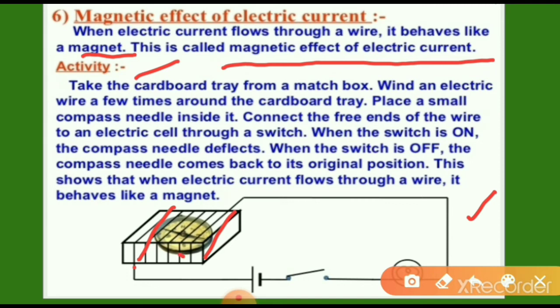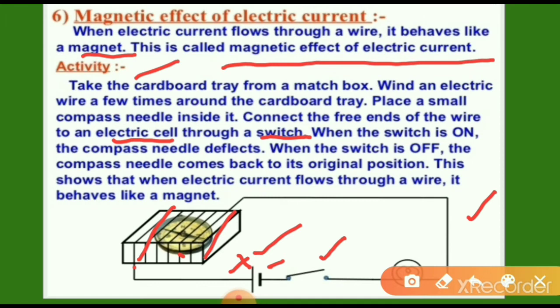So this is the magnetic compass. We place the compass needle inside the cardboard. Next, connect the free ends of the wire to an electric cell through a switch. This is the electric cell: the longer line indicates the positive terminal and the shorter line indicates the negative terminal. And this is the switch, which is in the off position.